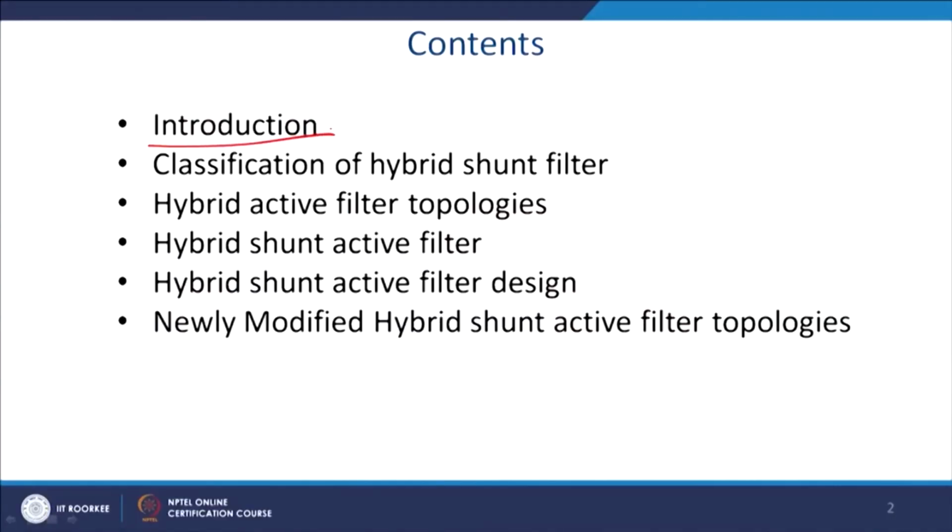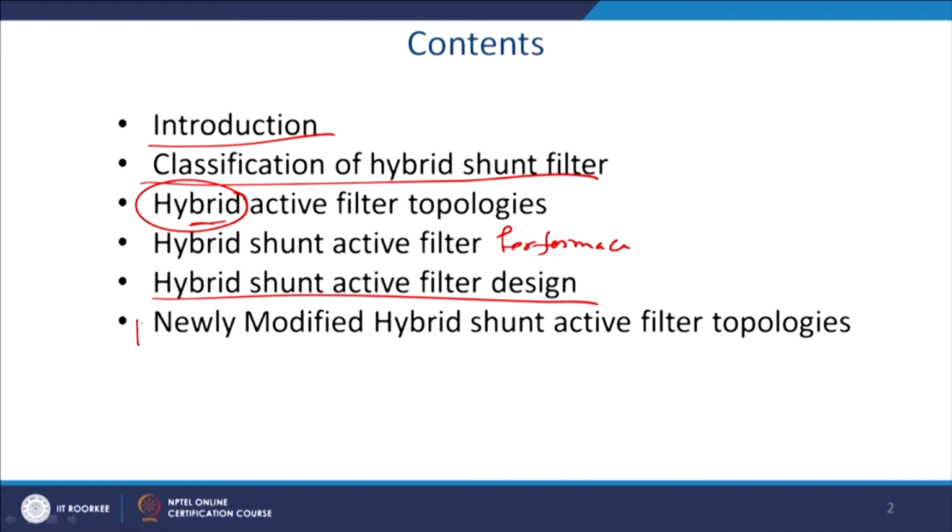So, the presentation layout today will be the introduction. Thereafter, we shall see what the different kinds of hybrid shunt active power filter are. I have discussed one topology in continuation of the shunt active power filter, while sharing the topological variations of the hybrid filter. We can have so many topologies, and we shall discuss them in detail. Then we will discuss the hybrid shunt active power filter performance. Thereafter, we will discuss the design of the hybrid shunt active power filter, and some newly reported topologies, and conclude our discussions on the hybrid shunt active power filter.